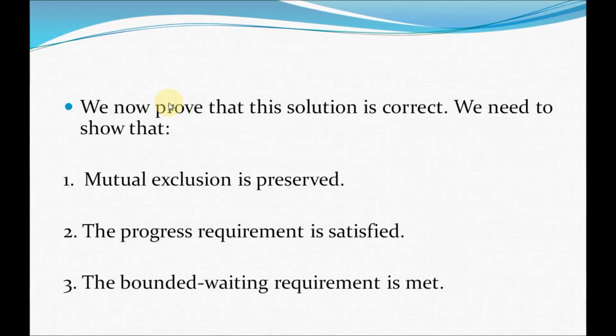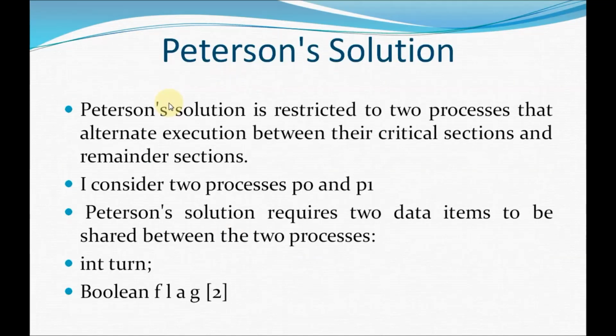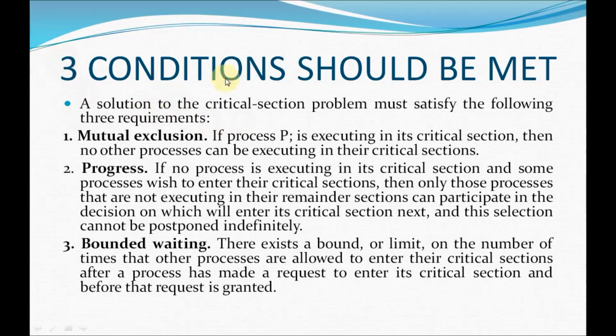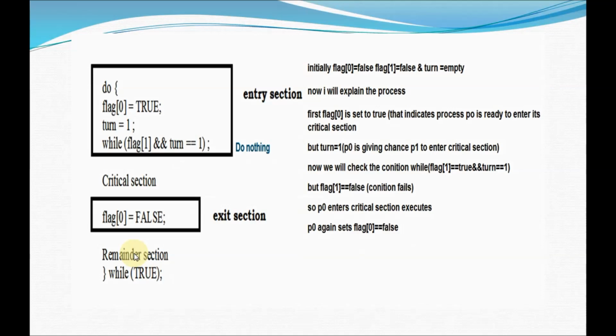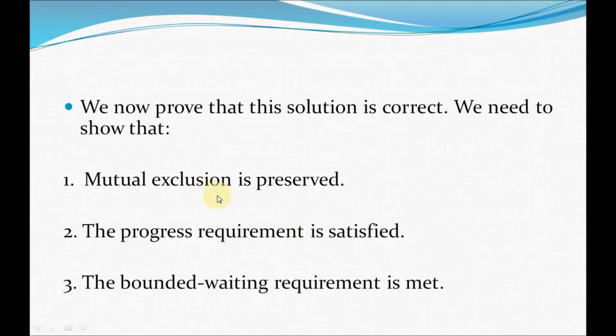Now, you know that there are three statements. We have seen the three statements here. Which ones? These three conditions: mutual exclusion, progress, bounded waiting. These three conditions should be met by the Peterson solution. If these three conditions are met, then I can say that this solution applies to the problem. Now we will check that mutual exclusion is preserved, the progress requirement is satisfied, and the bounded waiting requirement is met. We have to check these three conditions.